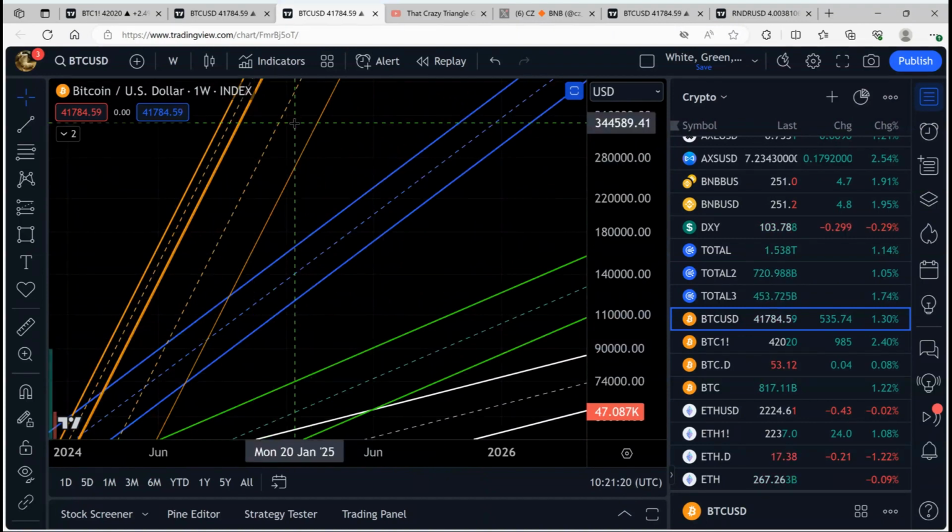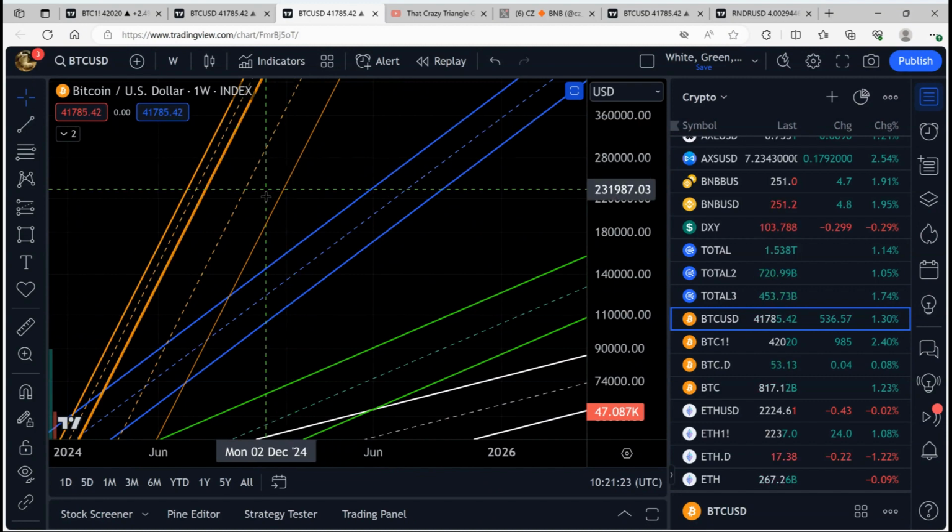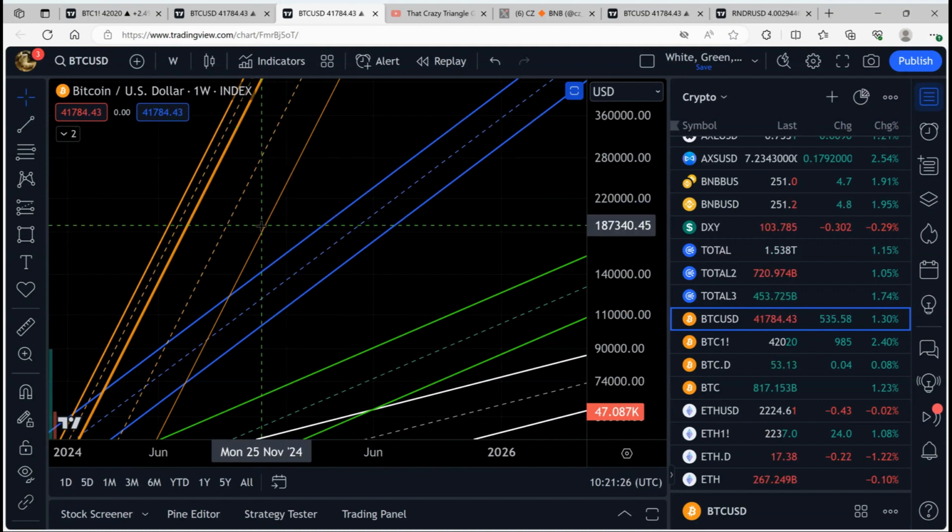And we will continue up that channel. Wow, all the way up to 340. Oh, that's January 25. See, this says 187,000 by November of 24. That's what Bitcoin has done in the past. Is that possible? I think so. I think it is possible.